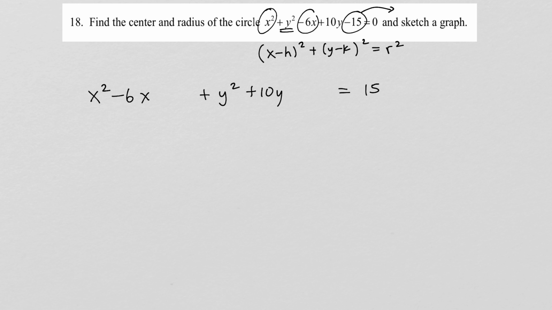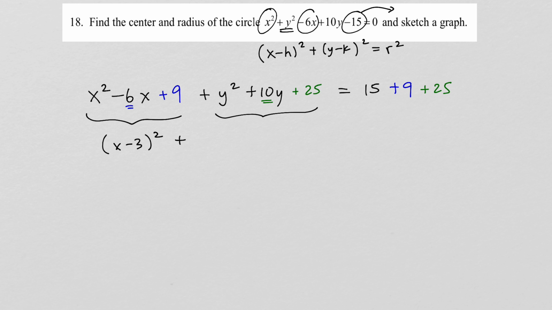Next, I'm going to complete the square. Half of this number is 3, squared is 9, so I'm going to add 9 to both sides. I'm going to complete the square here as well. Half of 10 is 5, and 5 squared is 25, so I'm going to add 25 to both sides. This will allow us to factor this first one into (x minus 3) squared, plus we'll factor the second one, (y plus 5) squared, and on the other side we have 49.